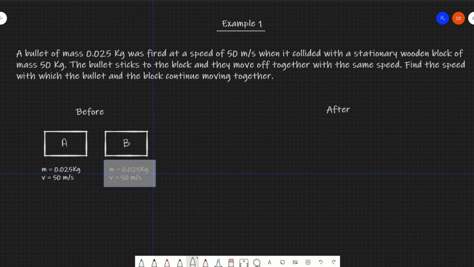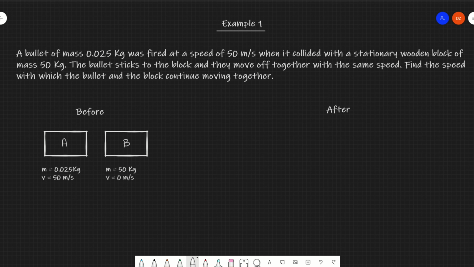The mass of body B before collision was 50 kilograms, while its velocity before collision is 0, because in the question it is clearly stated that the bullet collided with a stationary wooden block, and therefore that means that the wooden block before collision has a velocity of 0 meters per second. Now, after collision, we can see that the bullet sticks with the block and they move off together with the same speed.